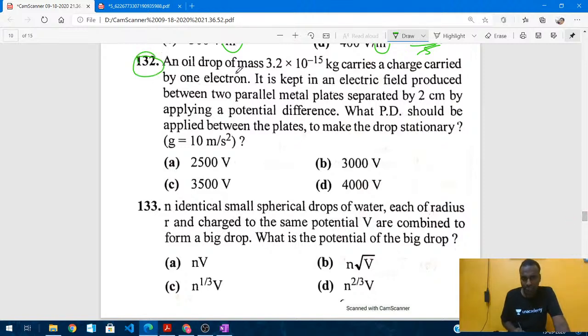Next question. An oil drop of mass m carries a charge carried by 1 electron. It is kept in an electric field produced between two parallel metallic plates, separated by 2 centimeters, by applying a potential difference. What potential difference should be applied between the plates to make the drop stationary?